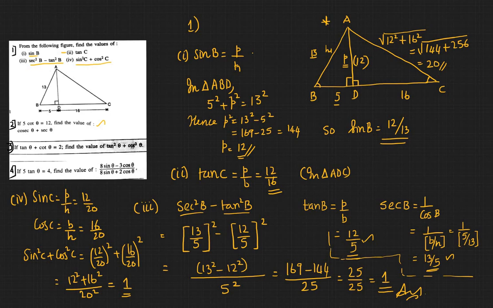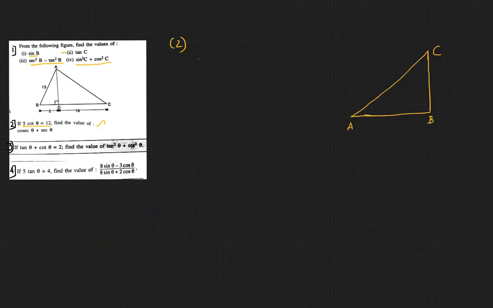It's given that 5 cot theta is equal to 12. Okay, so when you get this 5 cot theta is 12, immediately the first step is to draw the triangle and represent that. Now let's draw a triangle ABC and represent an angle theta, right? So it says cot theta is 12 by 5.